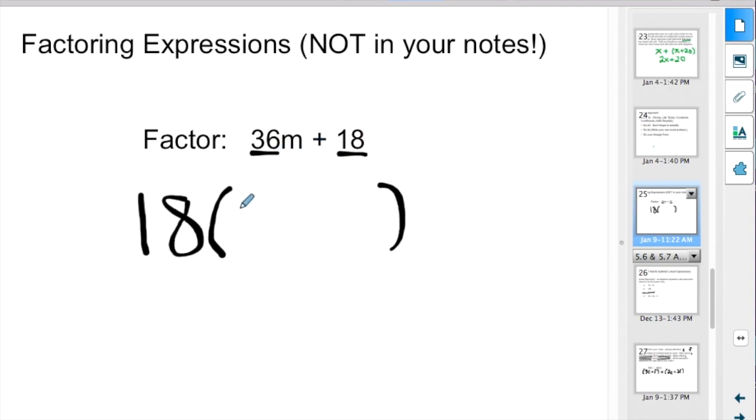36m divided by 18. Well, 36 divided by 18 is 2. So that's 2m. And positive 18 divided by positive 18 is a positive 1. So our factored answer, factored expression for 36m plus 18, we've divided the GCF out of both terms, and it is 18 times the quantity of 2m plus 1. Now, if I wanted to, I could check my answer by redistributing the 18, and I should end up with 36m plus 18 because these two expressions mean the exact same thing.